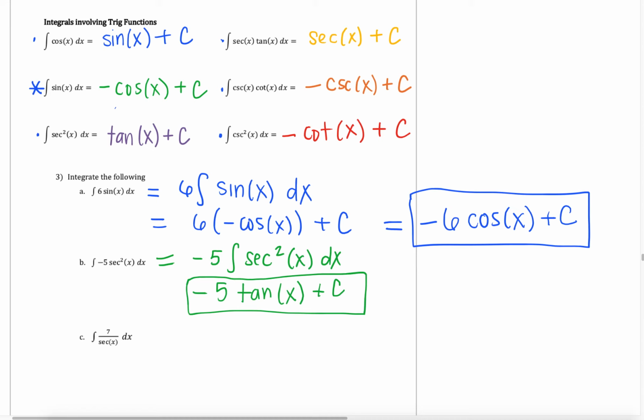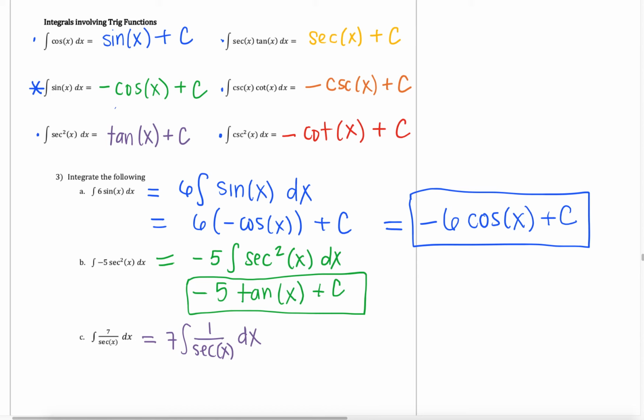All right, let's look at part C. So in C, we have the integral of 7 over secant of x dx. Well, this looks a little bit more cumbersome because I have that fraction. Well, let's take the first step and let's take out the 7 because the scalar is not going to make a difference. We get 1 over secant of x dx. Well, when I look at my list of basic integrals, 1 over secant of x is definitely not up there as it stands right now.